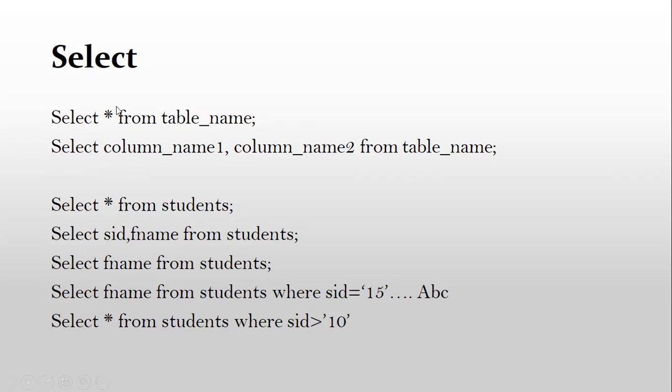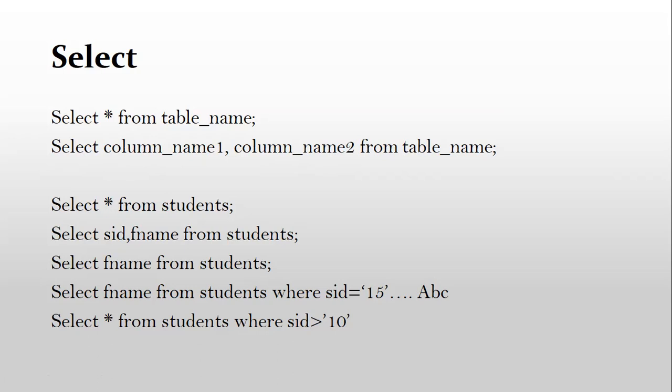Then you can specifically display columns from the table. That can be done with select column name. So if you want to display two columns, you can write column name 1, column name 2 from the table name. If you want to display a single column, you can write select column name 1 from the table name. Now this is for displaying the whole column from your table.